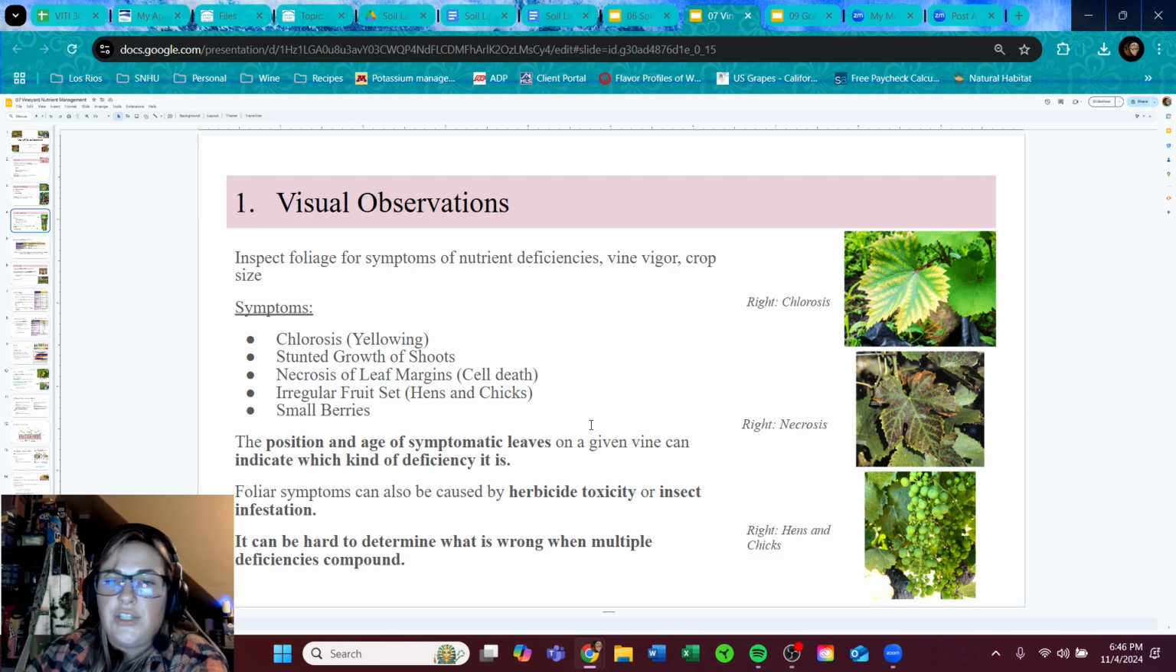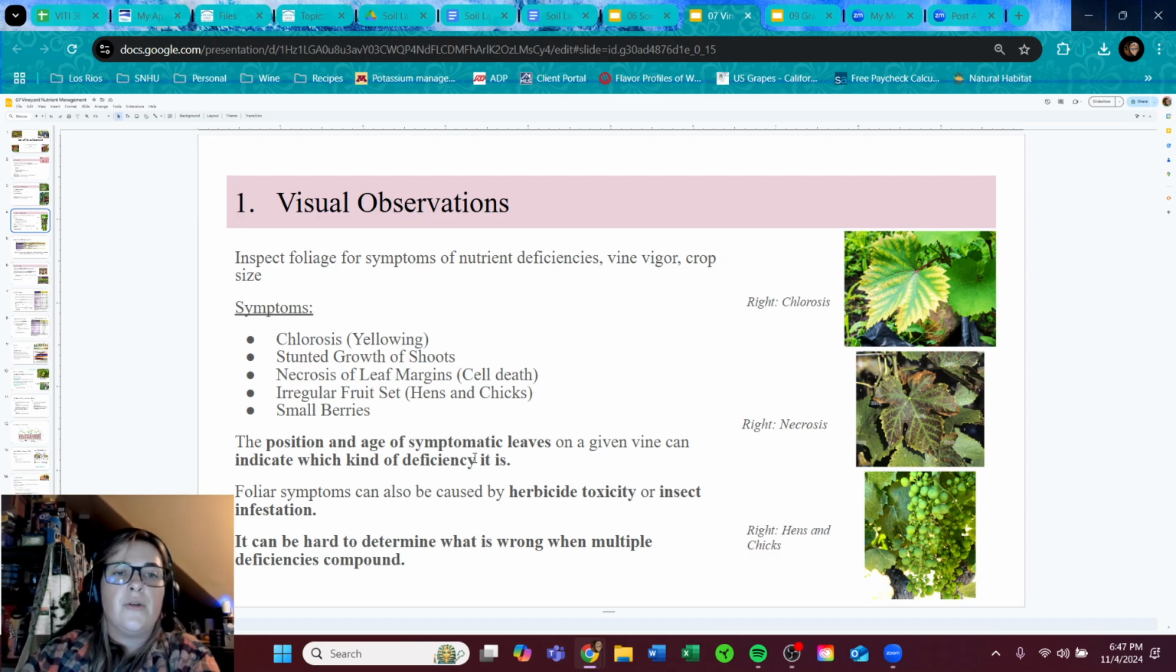So visual observations, right? We have lots of different things. We have chlorosis, which is the lightening from green to yellowing. Necrosis is cell death. So even though this looks very pretty, these are dead cells. These reddish purple colors. And then also there's in the leaves, but also the berries, hens and chicks, right?